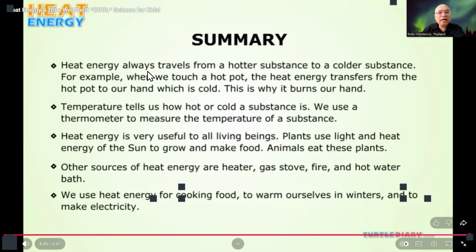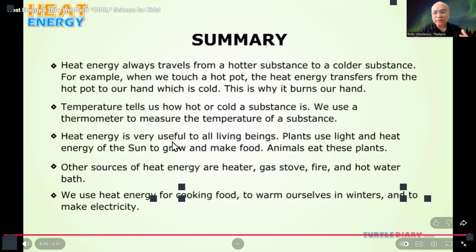Summary. Heat energy always travels from a hotter substance to a colder substance. For example, when we touch a hot pot, the heat energy transfers from the hot pot to our hand, which is cold. This is why it burns our hand. Temperature tells us how hot or cold a substance is. We use the thermometer to measure the temperature of a substance.